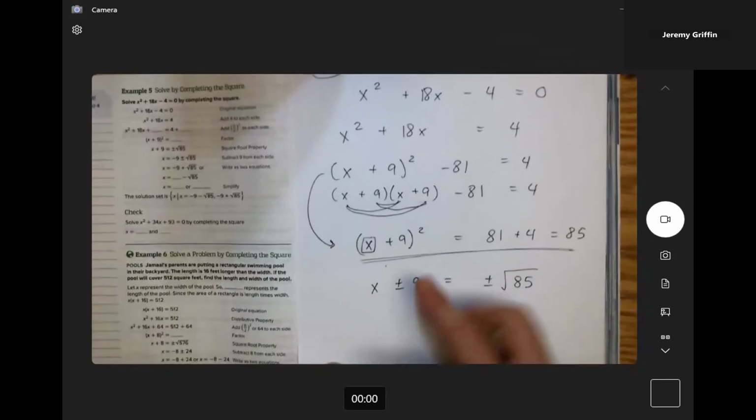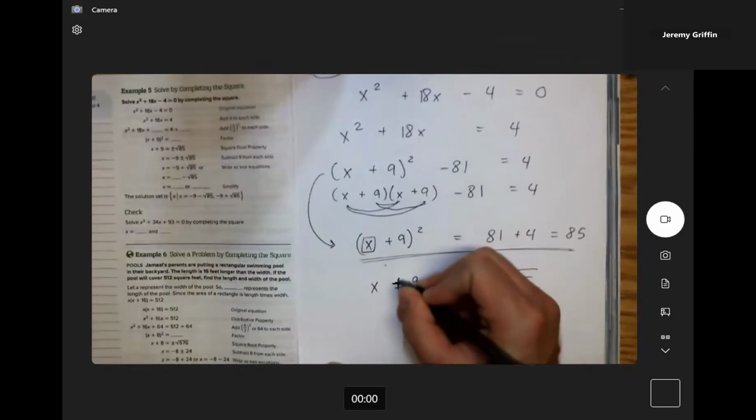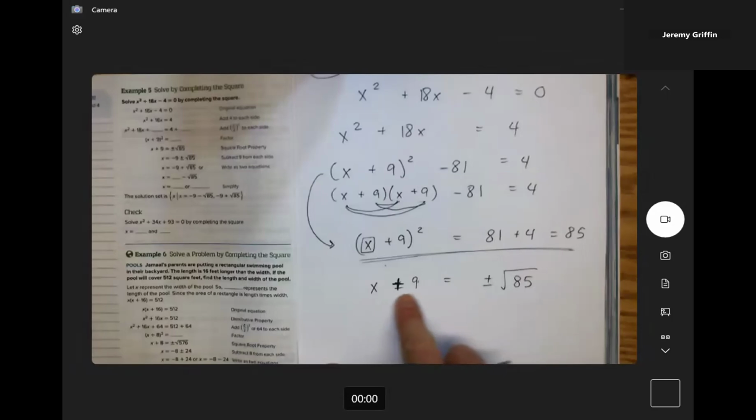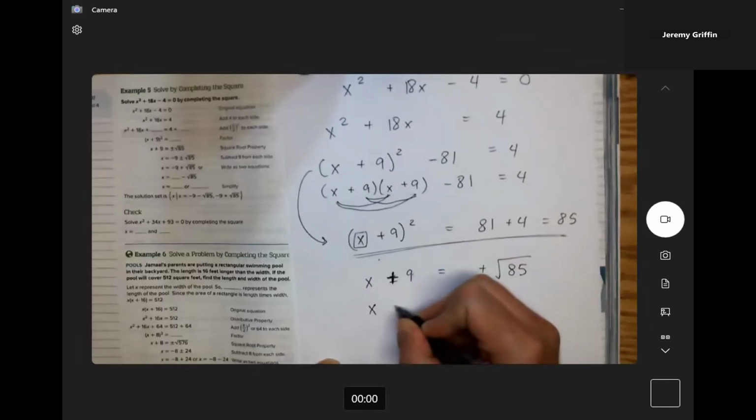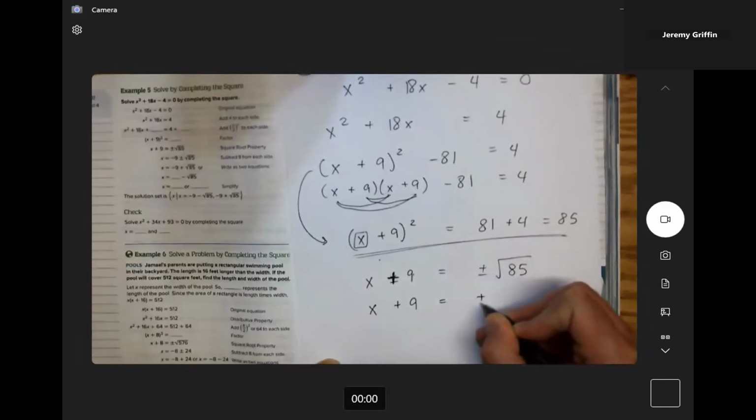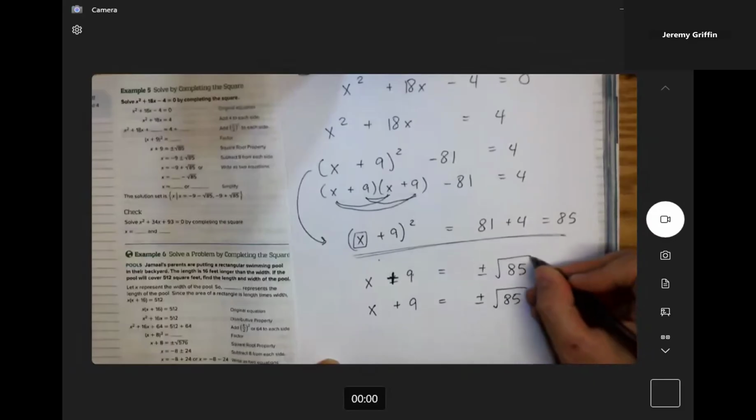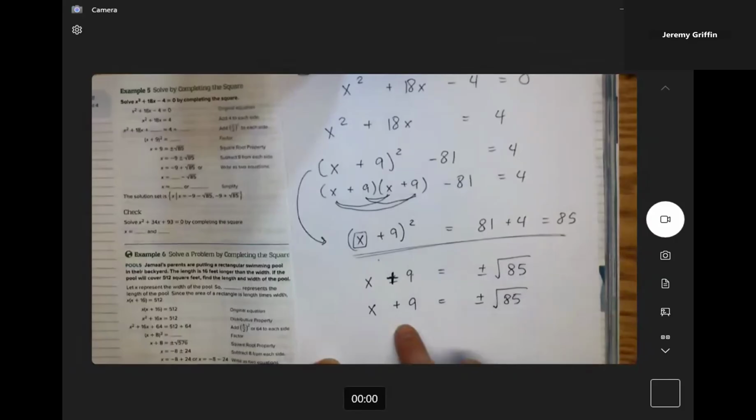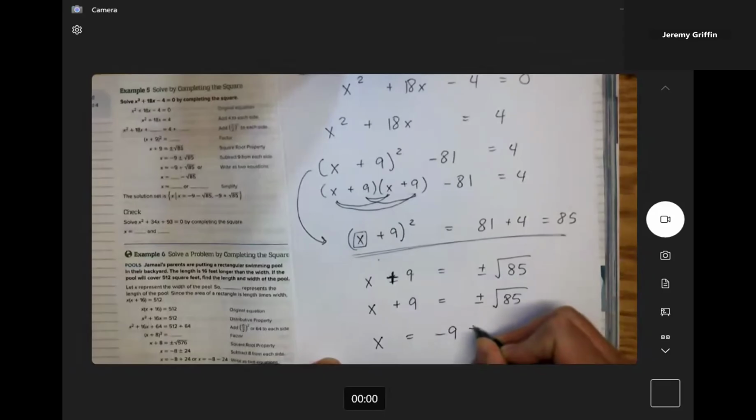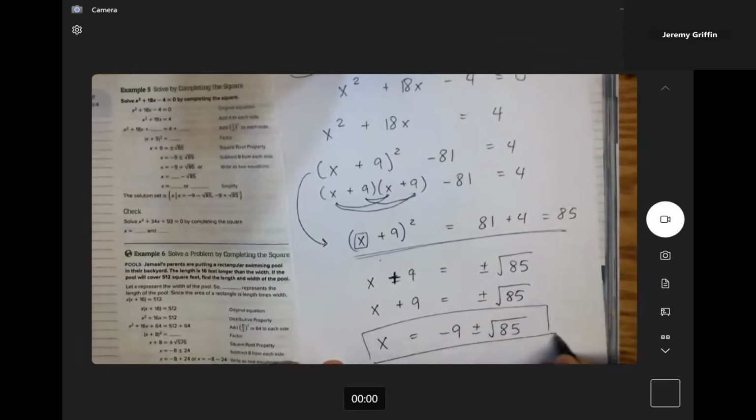And then, oh, whoops, I should just say plus here. It's just x plus 9. Let me rewrite that so it's really obvious. x plus 9 equals plus or minus root 85. And then subtract over 9. So x equals -9 plus or minus the root 85. Right? So it should be like that.